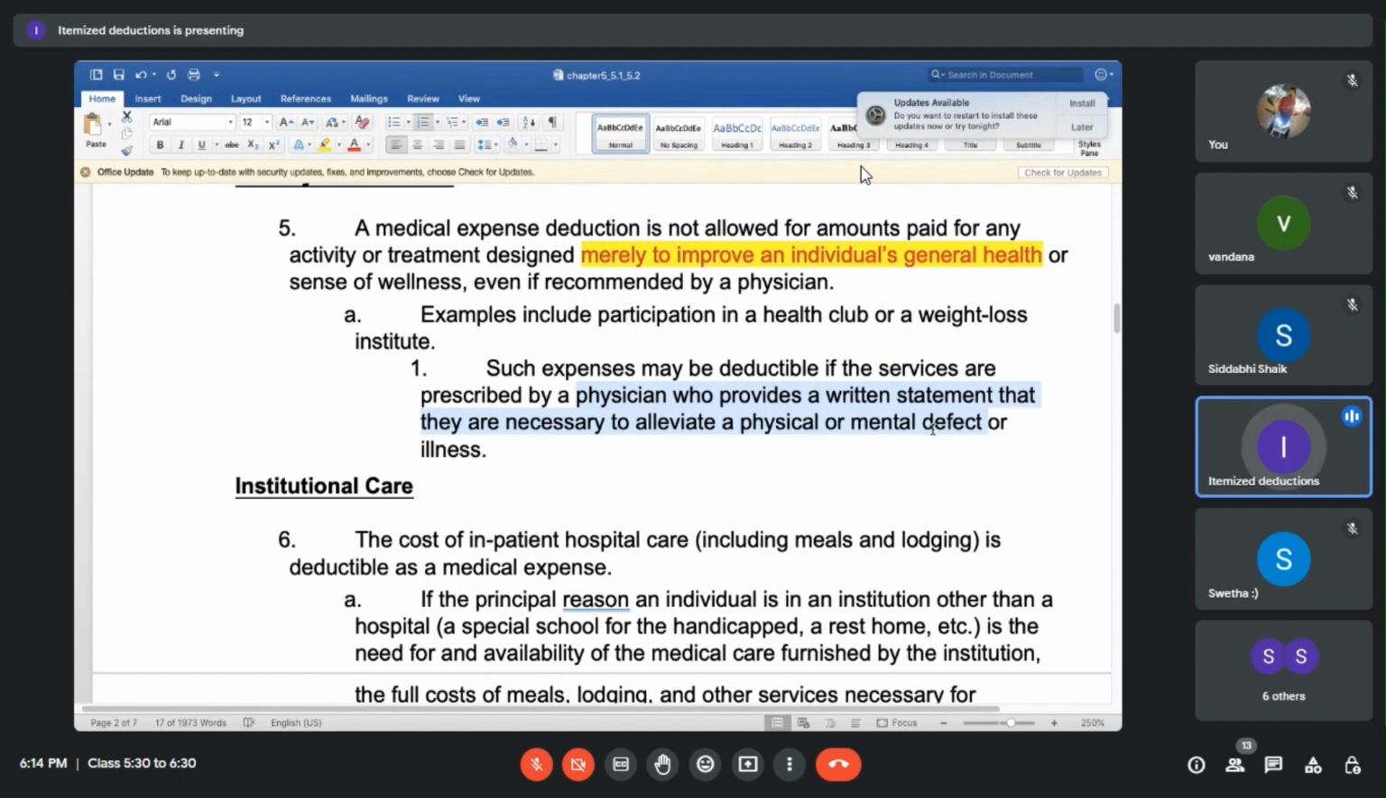Otherwise, people want to join a gym, or take some kind of diet, and they pay a lot of money for that, or have an individual trainer or a dietitian, and they pay all this money for that. Those will not be allowed as a deduction.